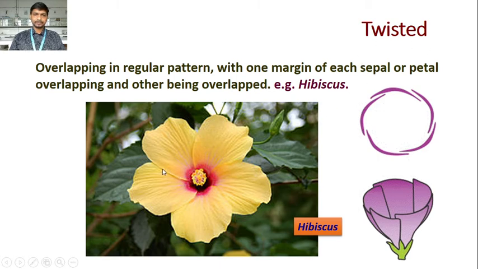Do you get it? Here how many petals are seen? 5 petals are seen, with one margin towards the inner side and one margin towards the outer side. In other words, one can say that one margin of the sepal or petal is overlapping and the other is being overlapped. So here, one margin of the petal is overlapping and the other margin is being overlapped. So this type of estivation is a twisted estivation.